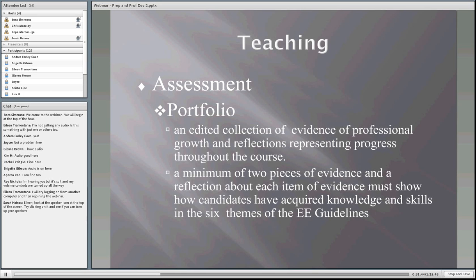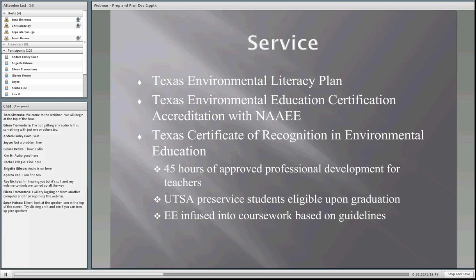So some of the things that we're doing as we do our research, that we're trying to do in our teaching, is one of the things we look at: assessment. And so I've created, in a graduate class of teachers, a portfolio they have to do. The portfolio is basically an edited collection of their reflections and evidence that shows their growth during the course. But it's geared around the 6 themes of the EE guidelines. They have to show at least 2 pieces of evidence and a reflection about each piece of evidence to show that they have acquired the knowledge and skills in those EE guidelines. So this is one example of what we're doing in terms of teaching.